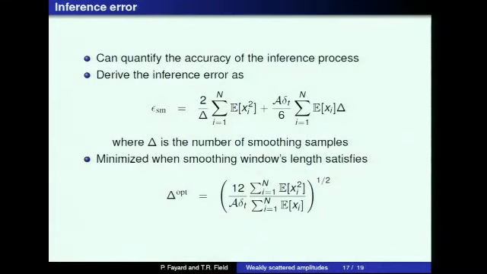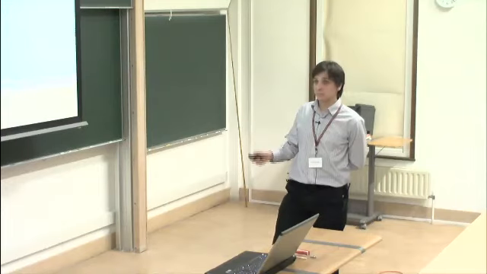And actually you can go a little bit further. You can even quantify the accuracy of your inference process. You can show that when you are inferring your cross-section, you are making the following mistake, where delta t is your most important parameter and is the number of samples over which you are smoothing your state estimate. Then it's very easy to derive a condition on delta t to minimize your smoothing error.